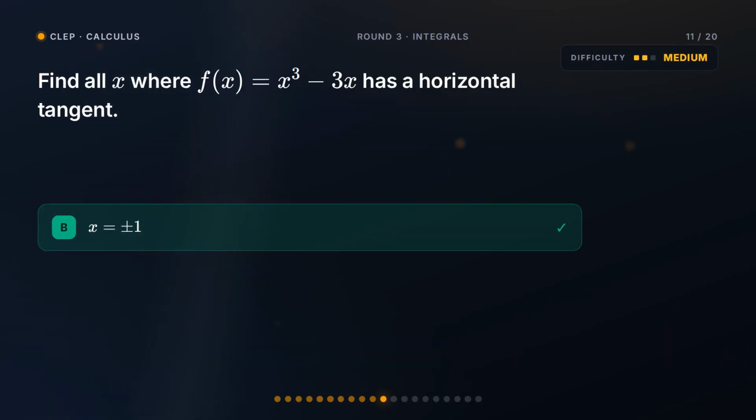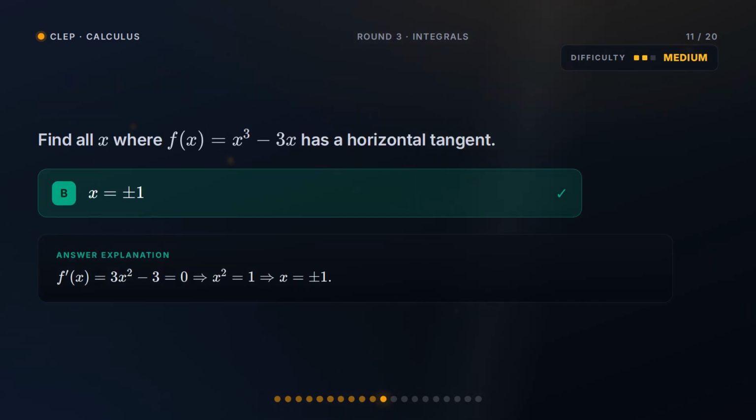The answer is B. X equals plus or minus 1. Set the derivative 3x squared minus 3 equal to 0. That gives x squared equals 1, so x equals plus or minus 1.